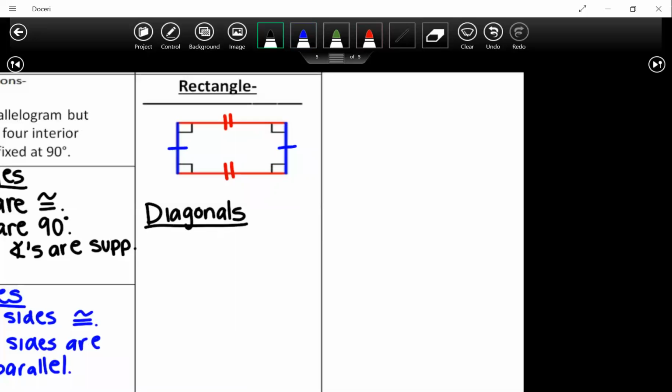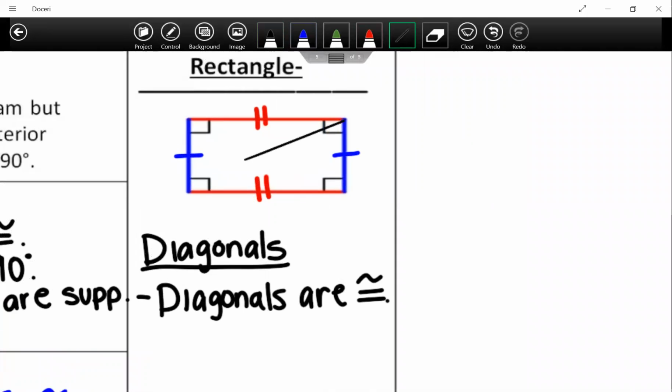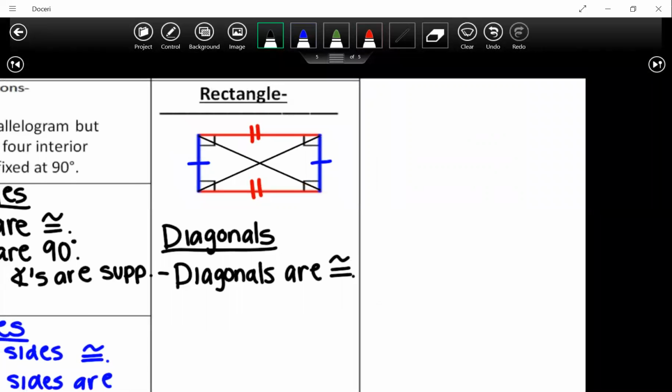Diagonals. One thing that we know about the diagonals is diagonals are congruent. We'll go ahead and draw them in for my part. One part to the other, one part to the other. Diagonals are congruent.